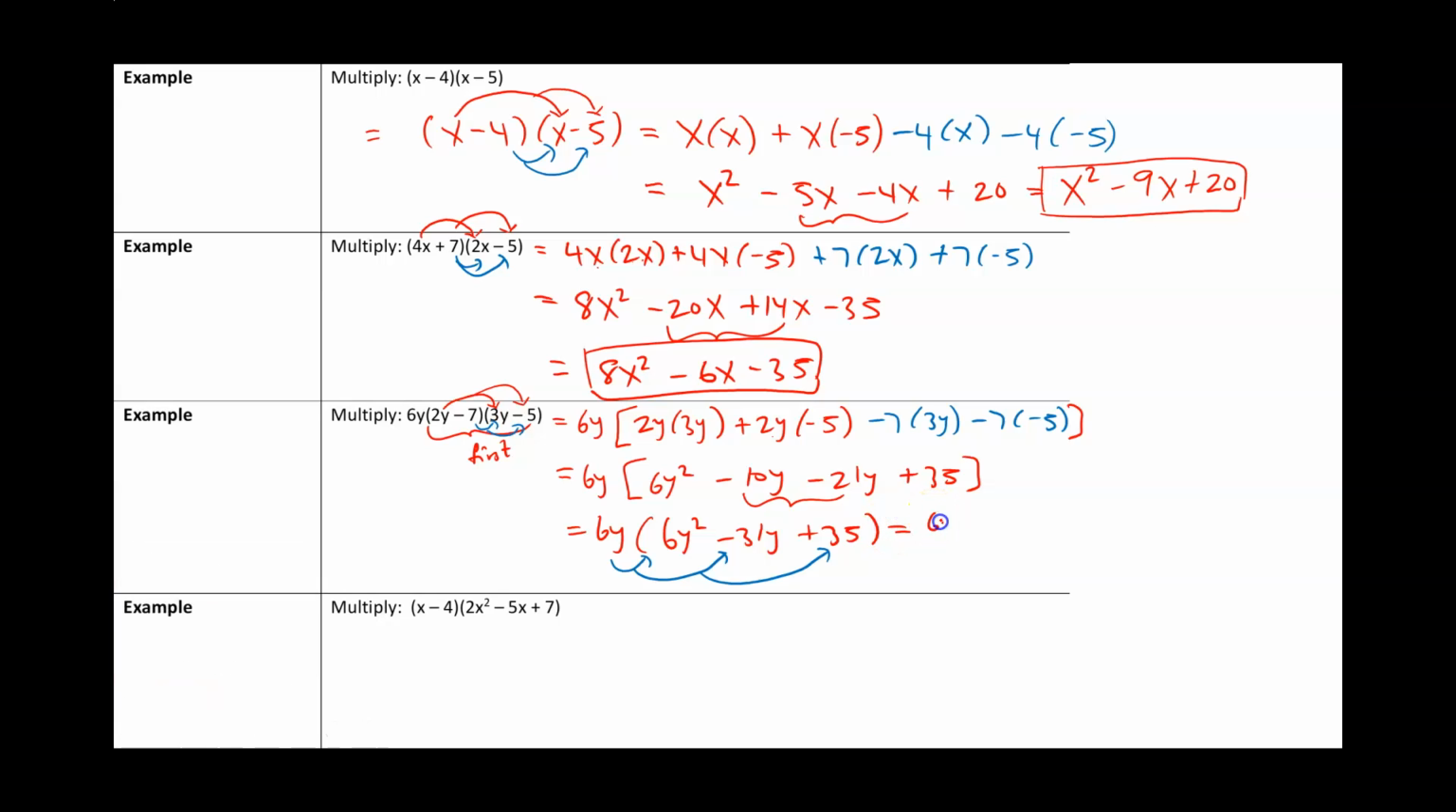So this gives me 6y times 6y squared. Now, I'm writing it all out, but if it works for you, you can do it in your head. Then you have plus 6y times a negative 31y, and then you have a plus 6y times 35. Now if I multiply this, I have 6 times 6 is 36y cubed. I have 6 times negative 31, that's negative 186, and y times y is a y squared. And then I have 6y times 35. So first I multiply 6 times 35. I believe that's a 210. And then I still have a y. So this will be your final answer.